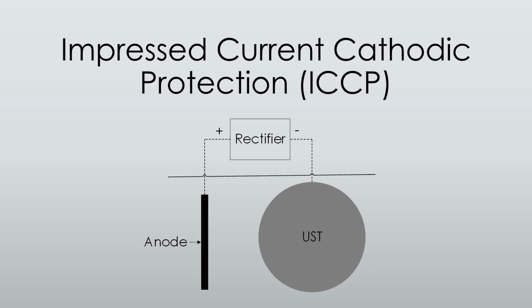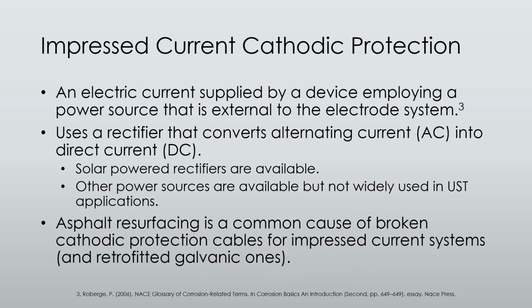I think that covers about the general gist of galvanic cathodic protection. Let's move on to impressed current cathodic protection. So we'll start off with another definition. An electrical current supplied by a device employing a power source that is external to the electrode system.